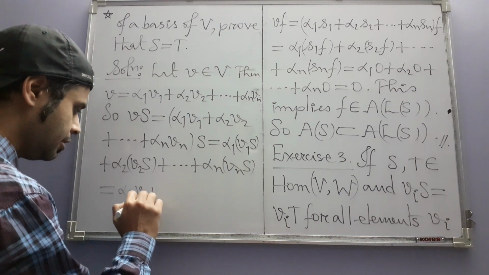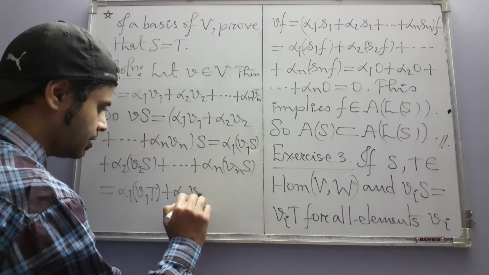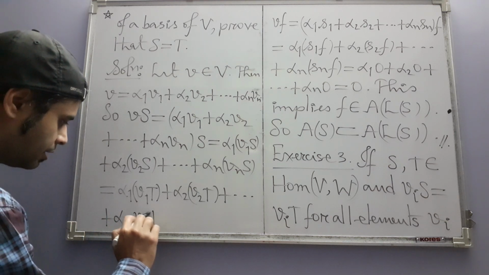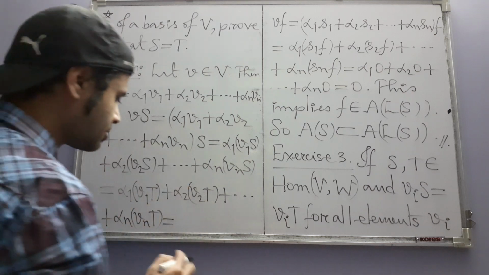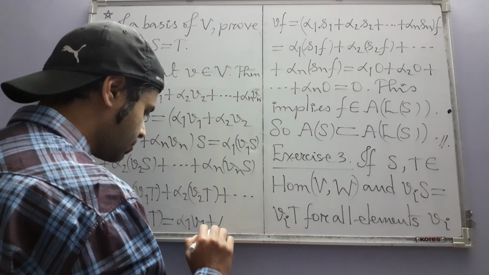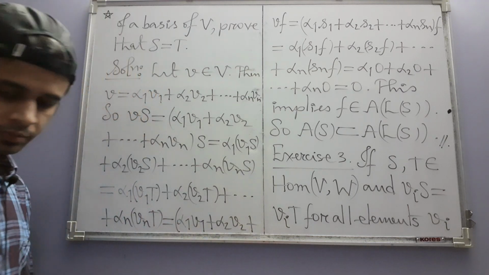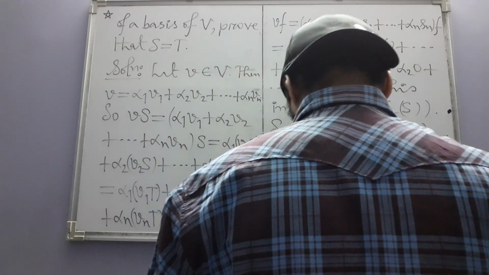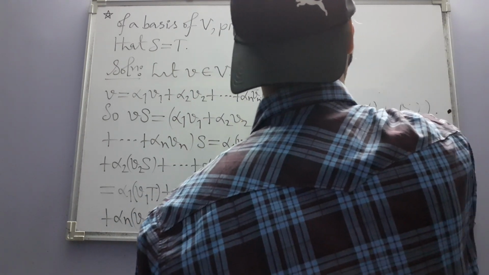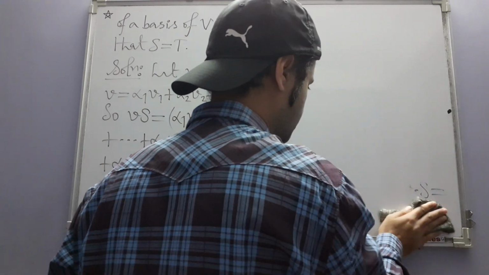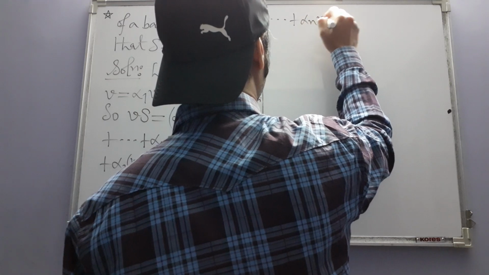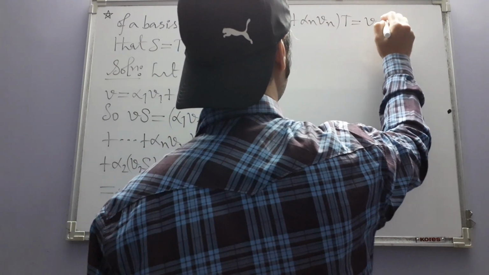Alpha 1 V1T plus alpha 2 V2T plus ... plus alpha n VnT, and then again you use the fact that T is also like S, it's also linear. So in place of this sum you can write alpha 1 V1 plus alpha 2 V2 plus ... plus alpha n Vn T, which is nothing but VT.